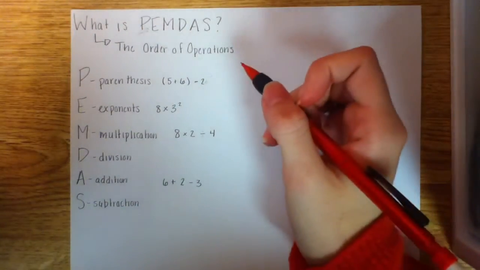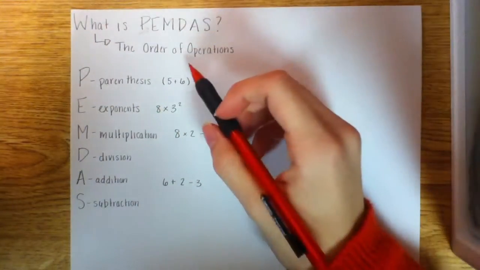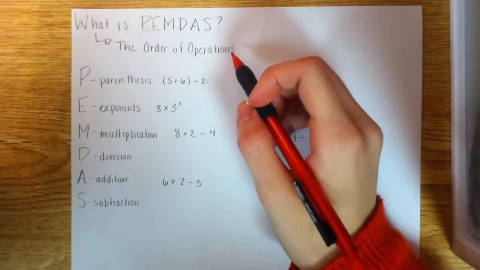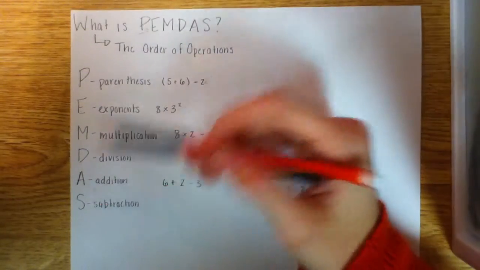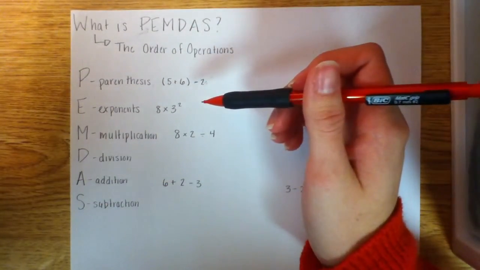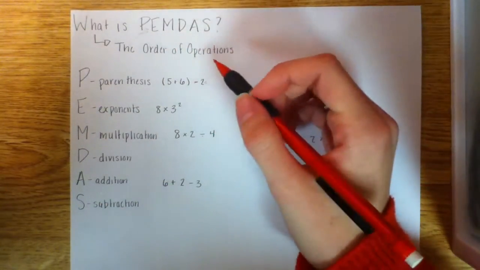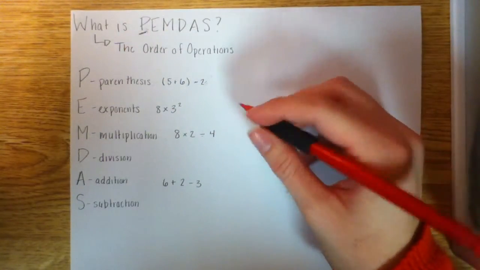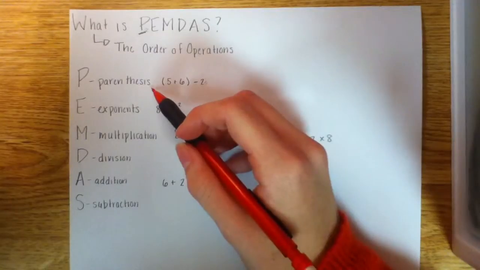What is PEMDAS? PEMDAS is also known as the order of operations, and this means the order in which you use the different operations in a mathematical problem. So let's break PEMDAS down. What does the P stand for in PEMDAS? Well, the P stands for parentheses.